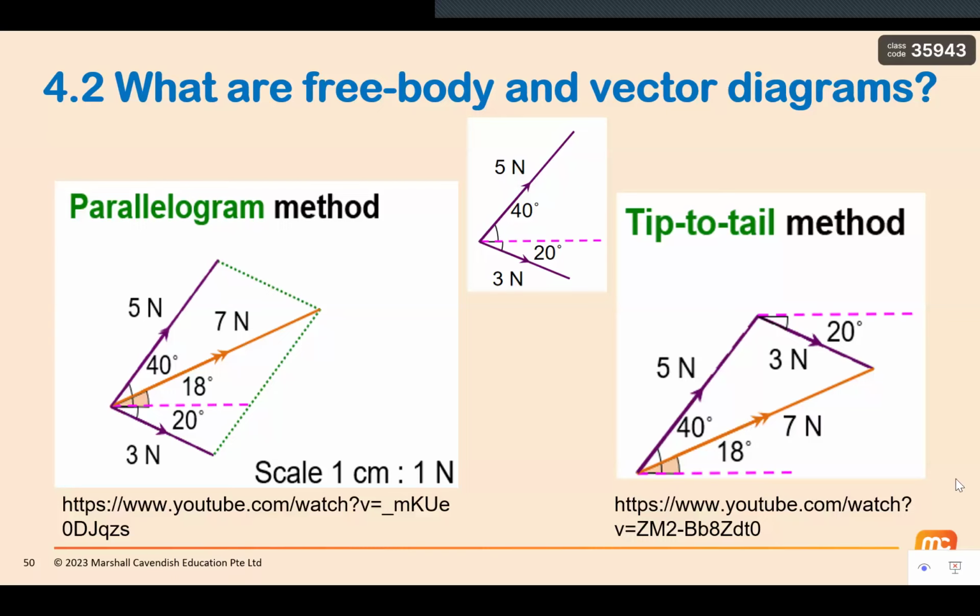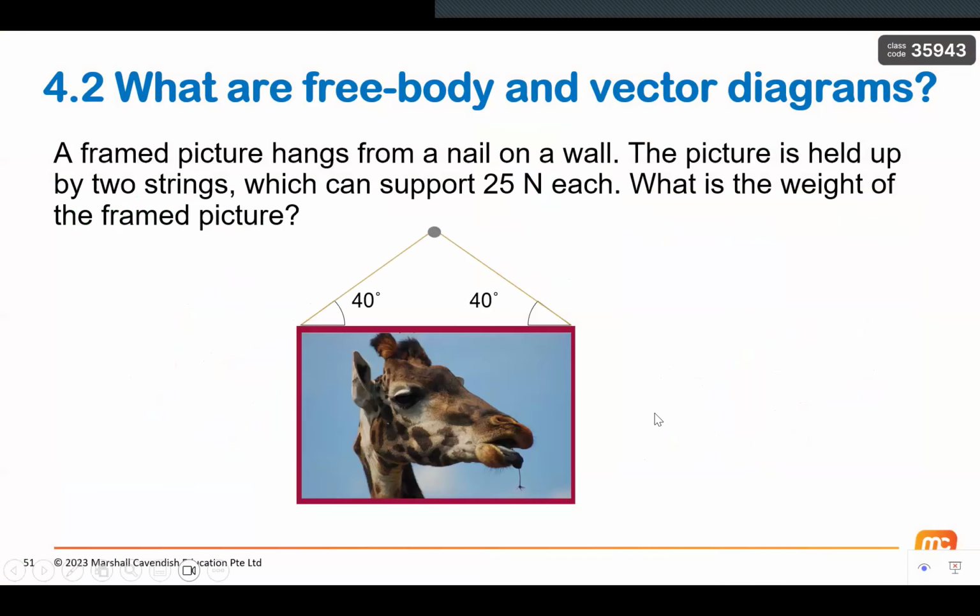It's the same for both cases. Okay, you will measure that the resultant force will also be 7 cm, which will be 7 newtons, and it will also be at an angle of 18 degrees to the horizontal. Both will give you the same answers. Okay, let's look at more examples and look at step by step the procedures.